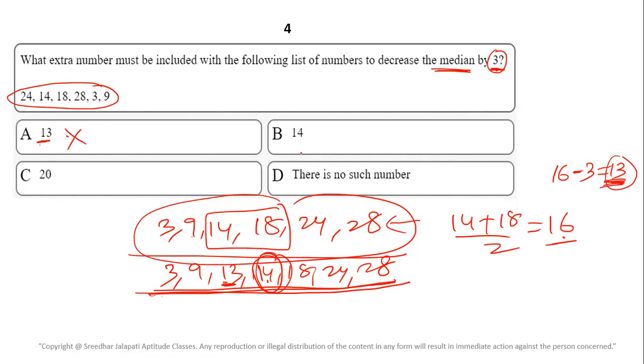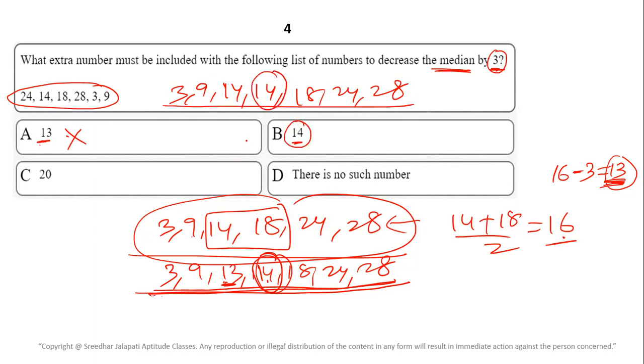Second, if I add the number 14, then the elements become 3, 9, 14, 14, 18, 24, 28. Right? This is the ascending order of the elements after adding the extra element. Now again the median is 14. There are 7 elements, 14 is in the middle, but we want the median to be 13. So this option is also not giving the median as 13.